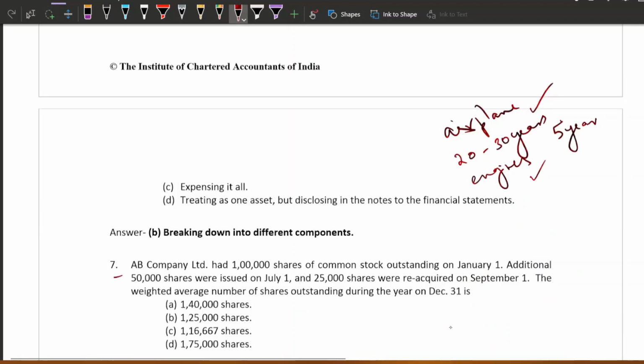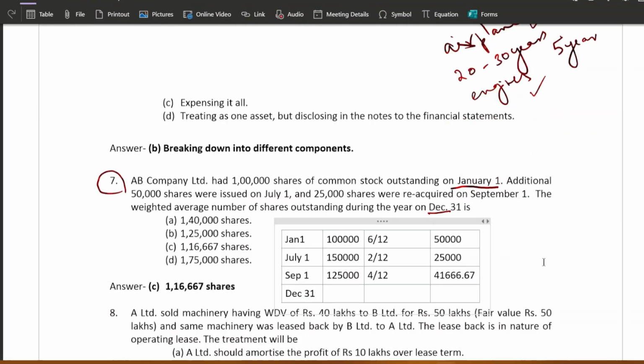Next is seventh sum. AB Company Limited has 1 lakh shares of common stock outstanding on January 1. Additional 50,000 shares were issued on July 1 and 25,000 shares were reacquired on September 1. The weighted average number of shares outstanding during the year on December 31st is what? Okay, so how do you solve it?